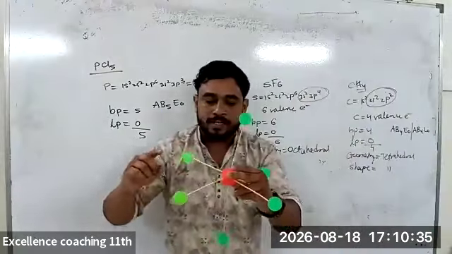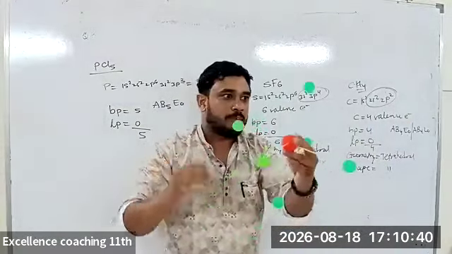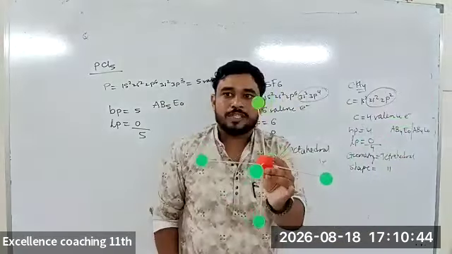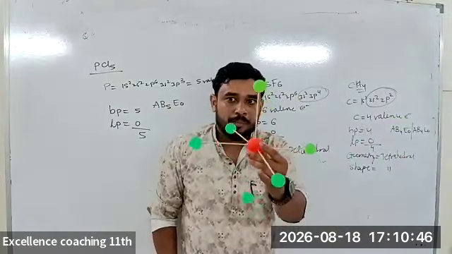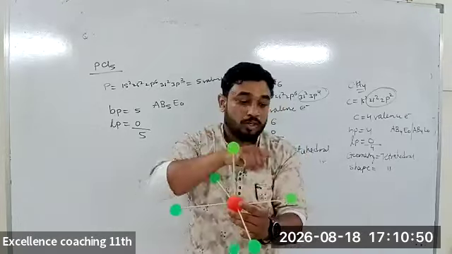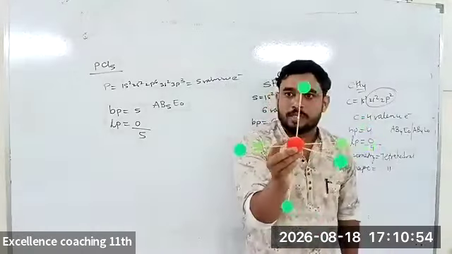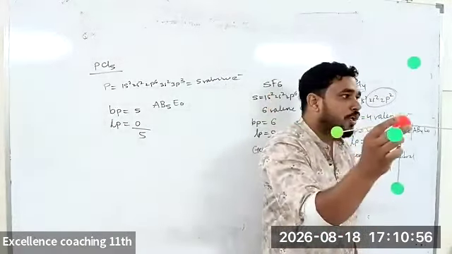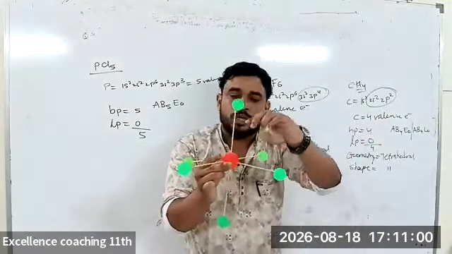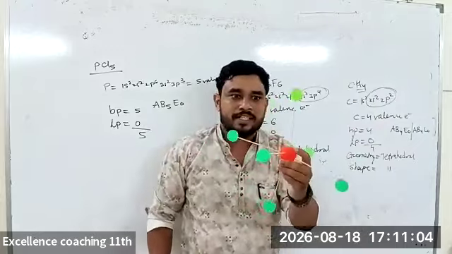Now, taking this one into consideration, consider they are part of the square now. Are they part of the square? Imagine they are the part of the square. So the geometry here is what? Octahedral. In octahedral, equatorial and axial bonds are what? Same. Are they at the same square?